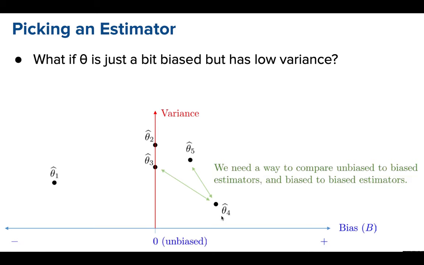And the way we do this is through what we call statistical risk. Okay, so the idea behind statistical risk is that if you want to pick the best estimator, you want to somehow combine bias and variance in a meaningful way so that you can figure out which estimator is overall the one that will give you the best results.